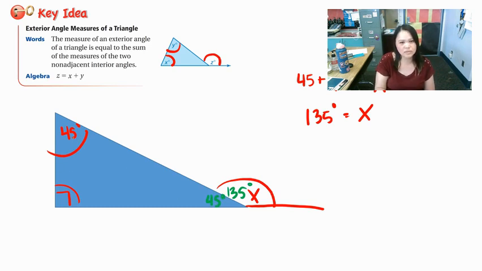Now, we learned that the interior angles added together give us 180. So if I had 90 plus 45 plus 45, that equals 180 degrees. So it makes sense in the end. So in the end, all these numbers have to make sense.